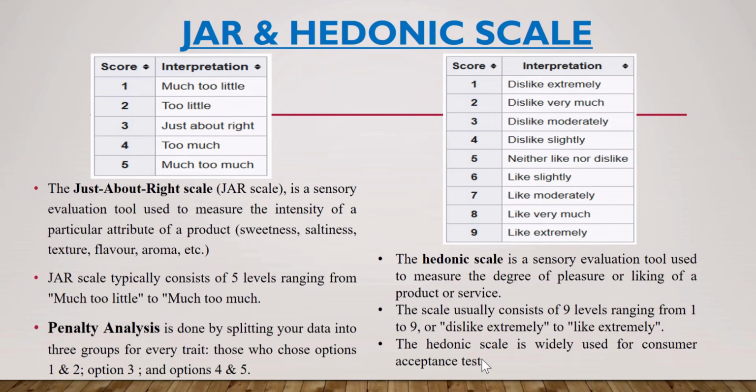So now, when we execute the JAR technique for new product development, we are going to use it along with the hedonic scale, which will give us a column of rating from the respondent on the overall likeliness of the product, right?